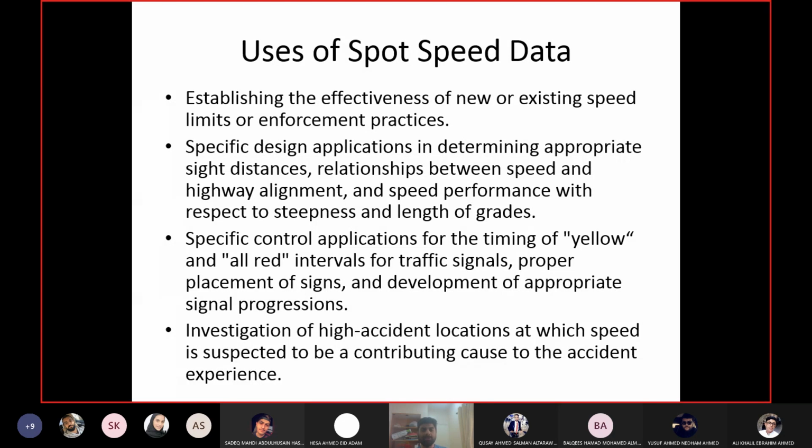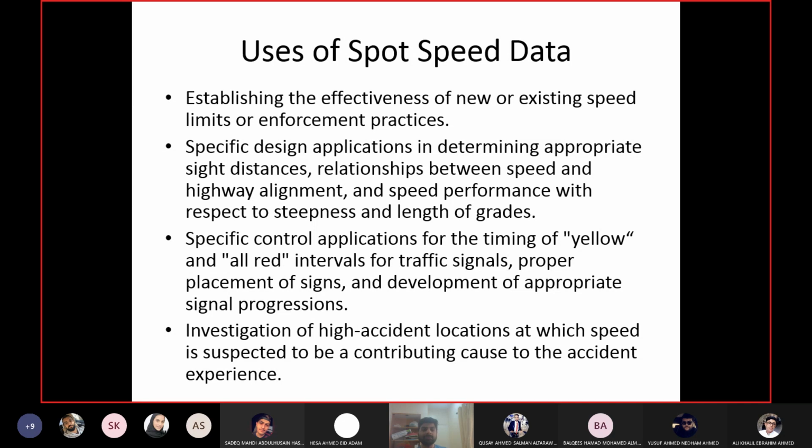Drivers are not following it, and there are many accidents at that location. So maybe with the speed limit sign, I need to do something else as well. Maybe I need to put a speed hump. Maybe I need to put a speed camera there. These things will come when you know at what speed the drivers are driving, when they are in free flow.